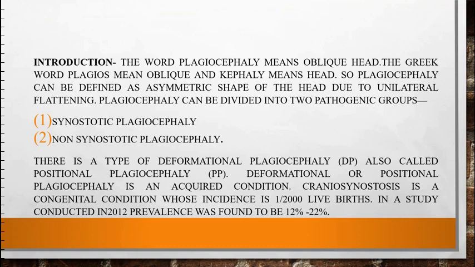Plagiocephaly can be divided into two pathogenic groups, synostotic plagiocephaly and non-synostotic plagiocephaly. There is a type of deformational plagiocephaly, DP, also called positional plagiocephaly, PP. Deformational or positional plagiocephaly is an acquired condition. Craniosynostosis is a congenital condition whose incidence is 1 in 2,000 live births. In a study conducted in 2012, prevalence was found to be 12% to 22%.